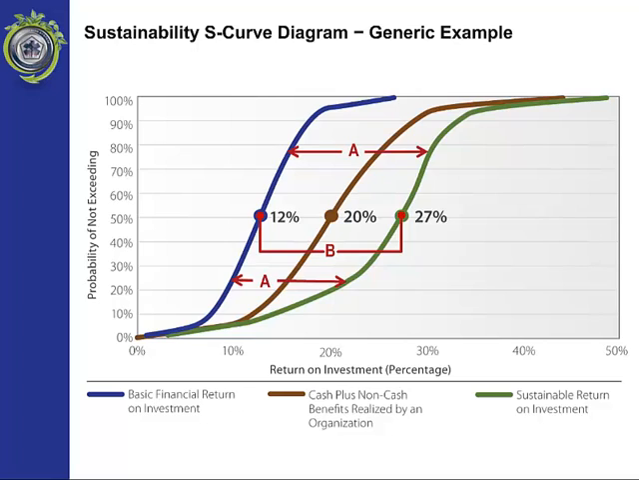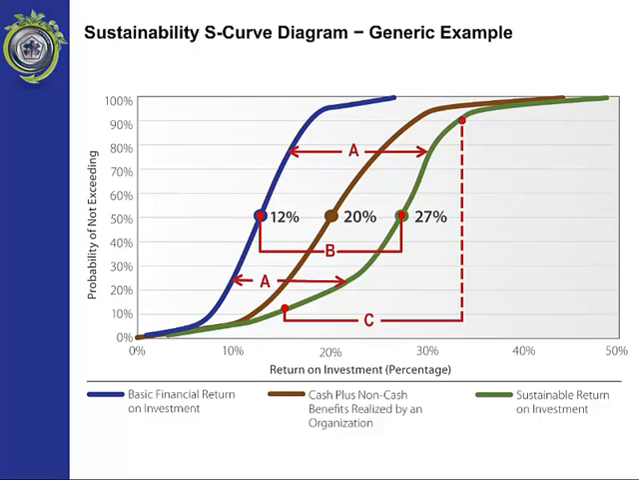The percentage return on investment realized by evaluating non-cash benefits, both internal to the organization, such as improvements in employee health and productivity, and external to the organization, such as environmental benefits to the larger community, increased from 12% to 27%. C assesses the statistical likelihood that the result will fall within an 80% confidence interval.